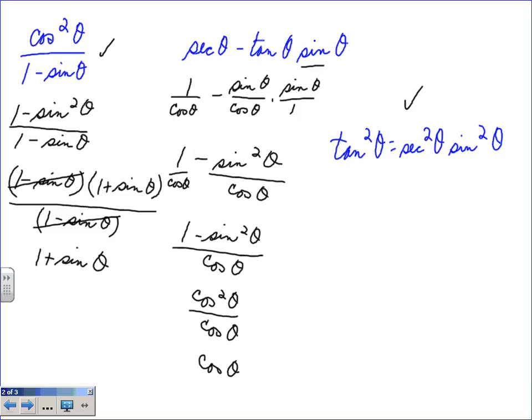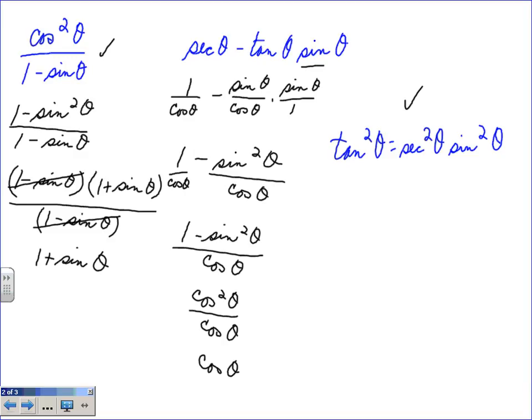Now, in geometry, when you did proofs, I'm not sure, but I think you were only allowed to work one side of the equal sign, not both. Well, that's what we're going to do with trig. Only work one side of the equal sign. So here's your question. Do you want to work the left side? Do you want to show that tangent squared is equal to secant times sine? Which one would be easier to work with? Well, that's what you're going to decide. I think the right side would be easier to work with.